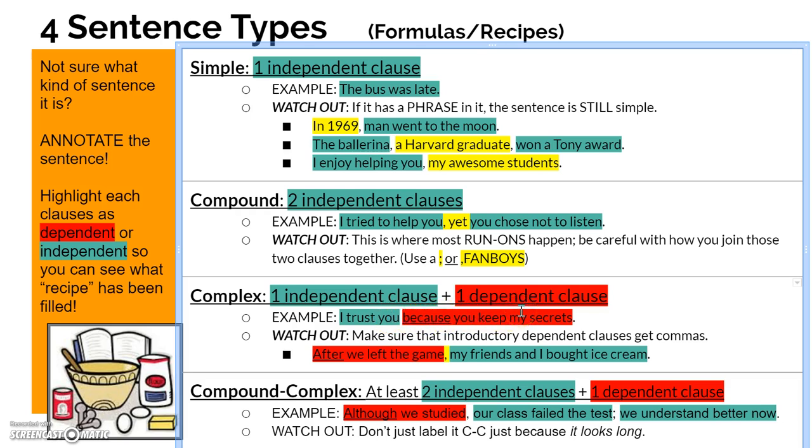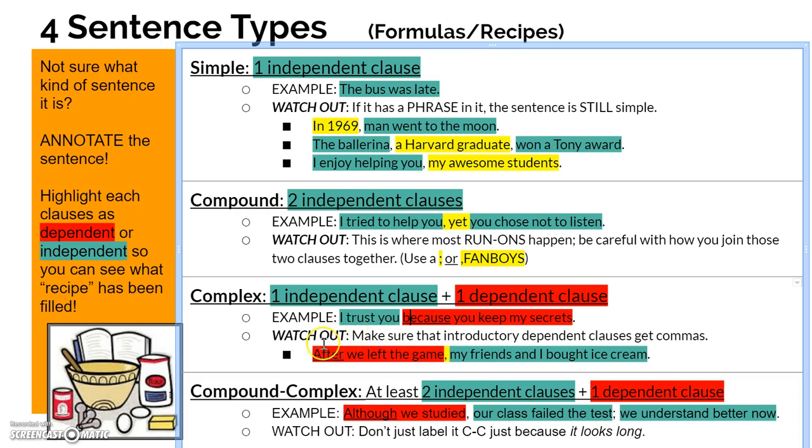Now notice how I've got not just one independent, one dependent. But I know this second half is dependent because it's got an AWUBIS word in it. Because that AWUBIS word kind of kicked off a dependent clause. And that's how I know for sure that it's complex.